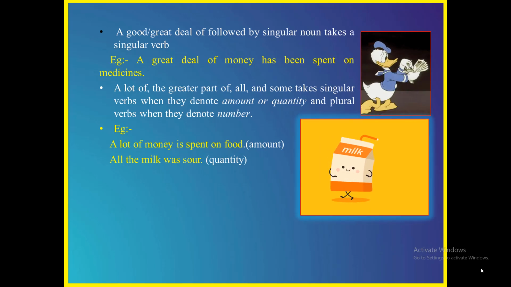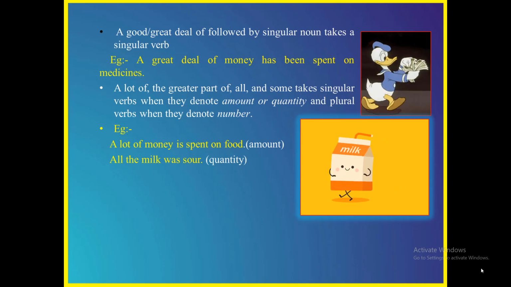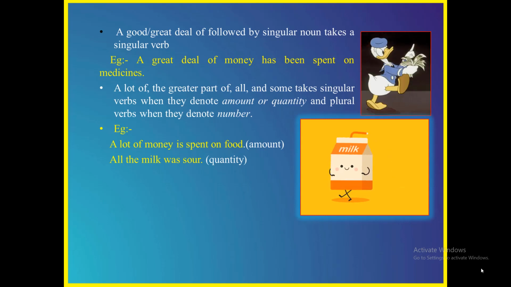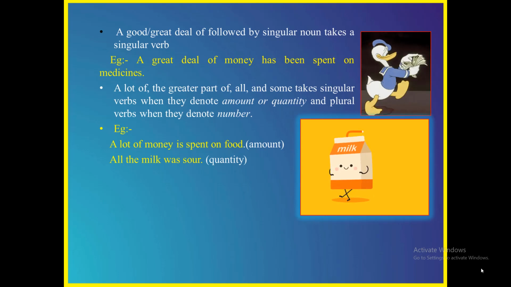All the milk was sour. Here milk is actually a liquid item, so it is an uncountable noun. And moreover we have the word all. So all plus milk, followed by an uncountable noun, and that's why here we are using a singular verb was, because here the noun actually denotes the quantity.